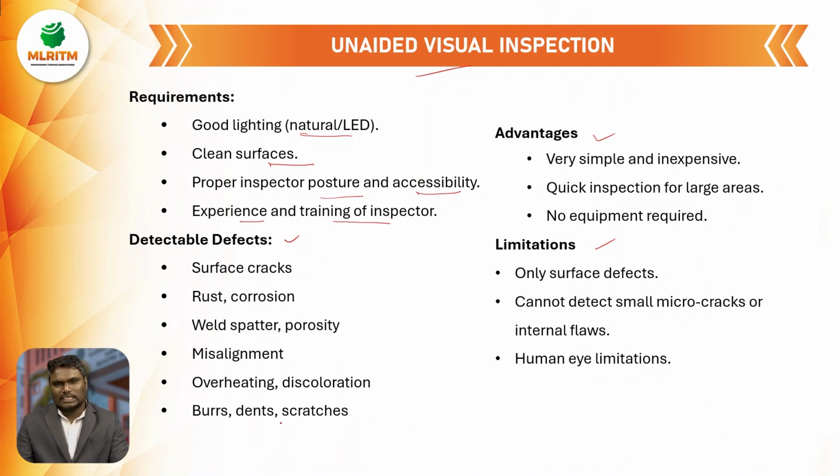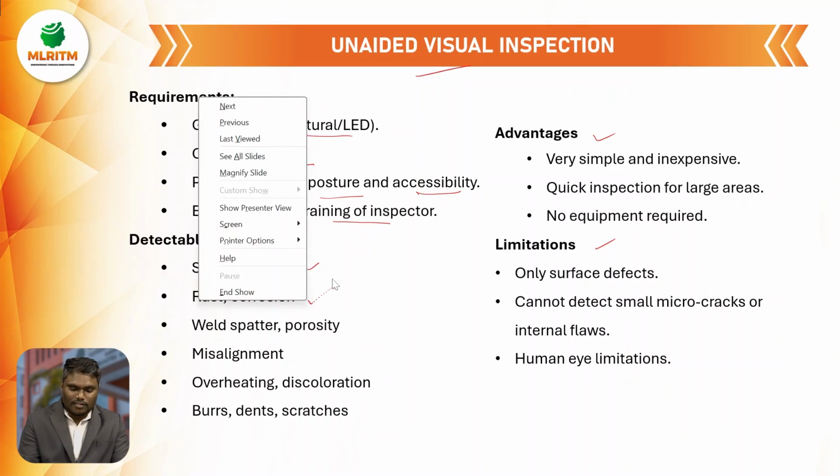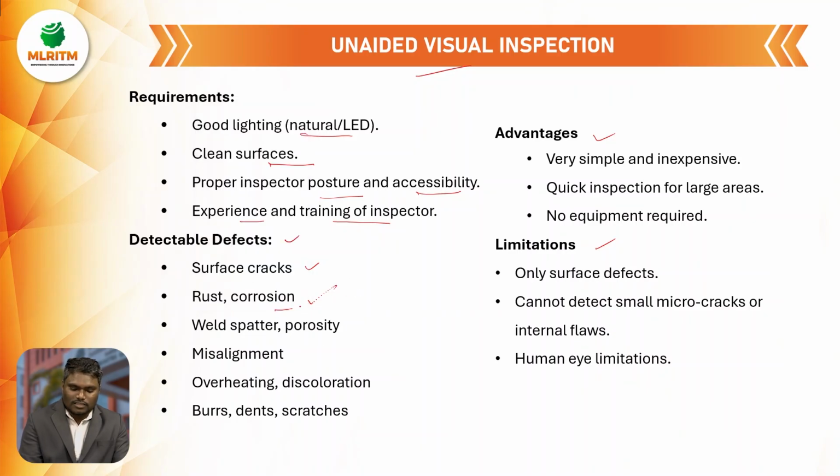And these are the detectable defects. The following are the detectable defects. Surface cracks can be detected, and then rust and corrosion can be detected, and weld spatter, porosity, misalignment of any materials, overheating or discoloration, burrs, dents and scratches can be found easily by visual inspection.